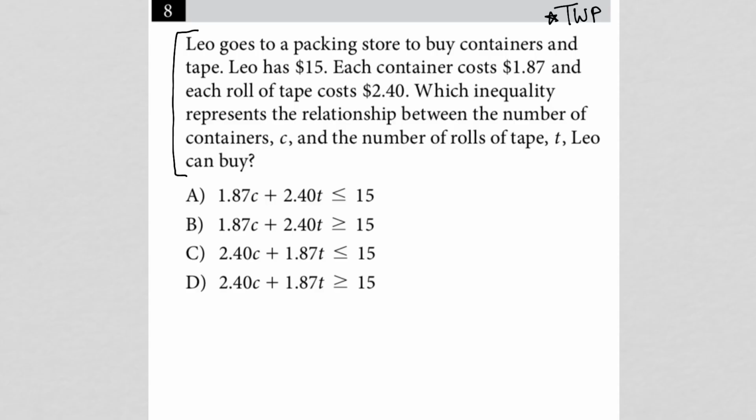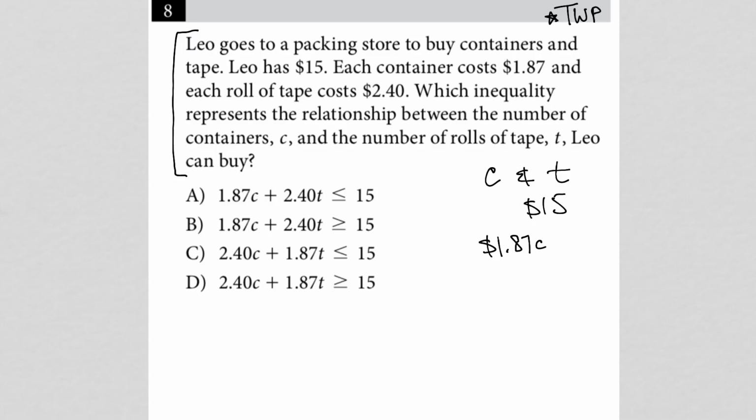So the first sentence says, Leo goes to a packing store to buy containers and tape. So I know that I have C and T, containers and tape. Leo has $15. All right, so he has $15. Just going to write that down. Each container costs $1.87. So I don't know how many containers he's buying right now, but $1.87 times the number of containers will let us know how much money was spent on the containers.